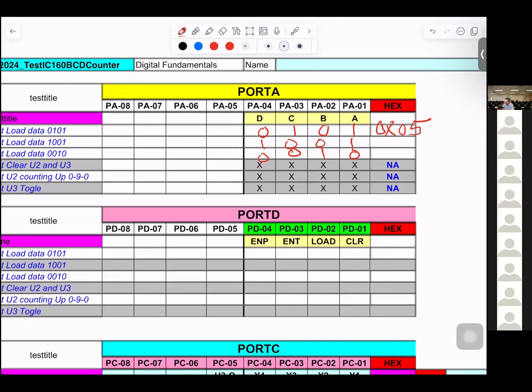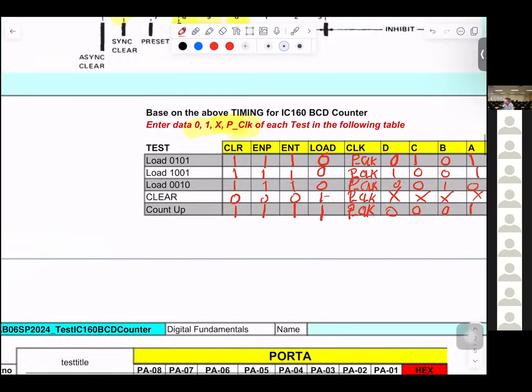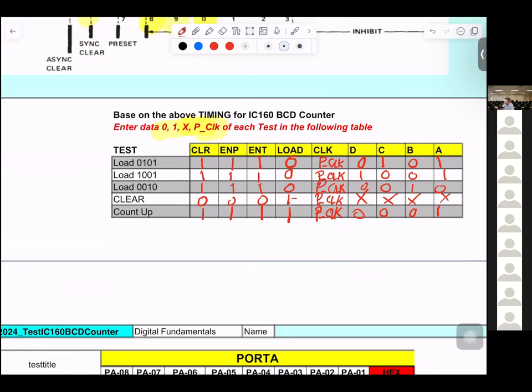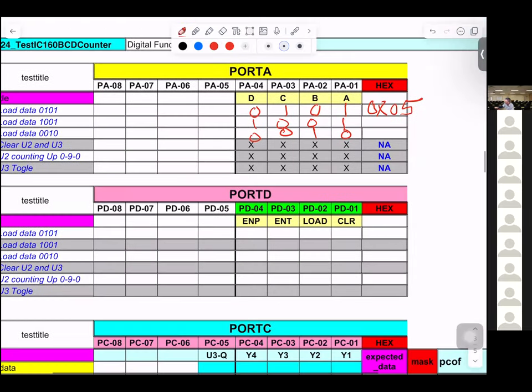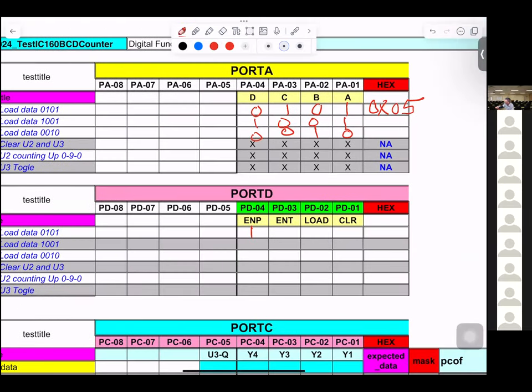Now port D. When you are loading, you want one, you want one. Load, you want zero. Clear must be one. Correct? Correct. Okay. So basically 01101. What number? D. 13. One, zero, D one, is in D. D is in David.